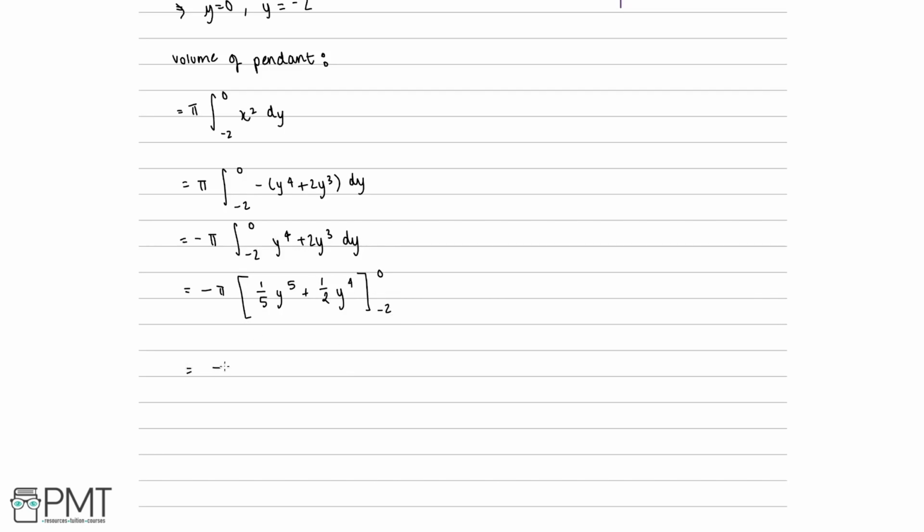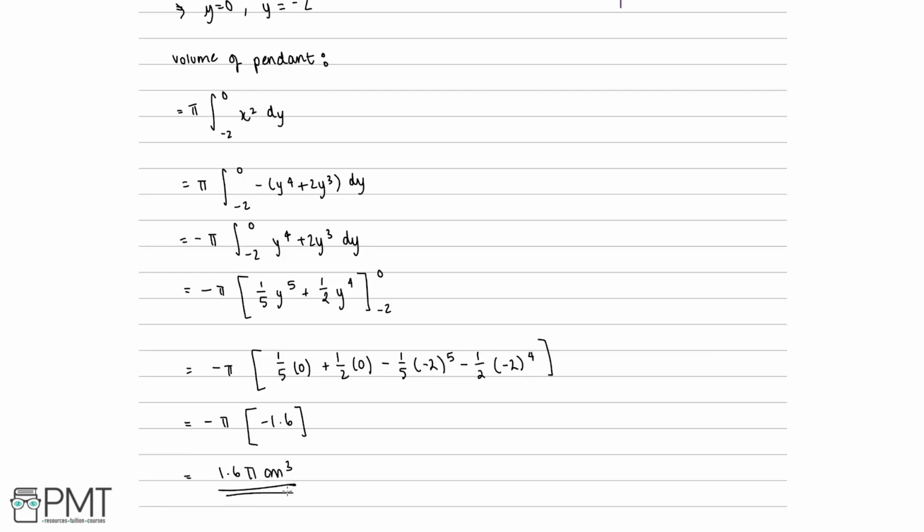So now we have to plug in 0 and minus 2 into our equation. And this leaves us with minus pi multiplied by 1 over 5 times 0 plus a half times 0, and you want to subtract 1 over 5 times minus 2 to the power 5, subtract a half times minus 2 to the power 4. And this leaves you with minus pi multiplied by minus 1.6. And hence this gives you 1.6 pi centimeters cubed as our volume of revolution.